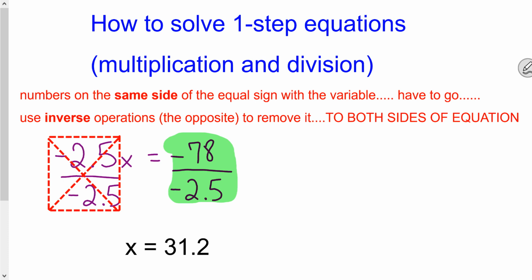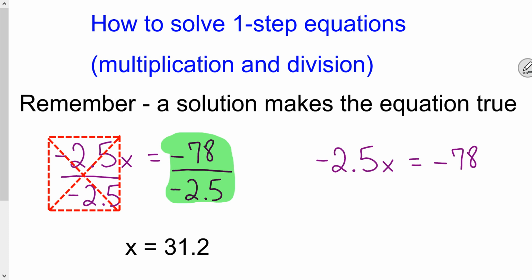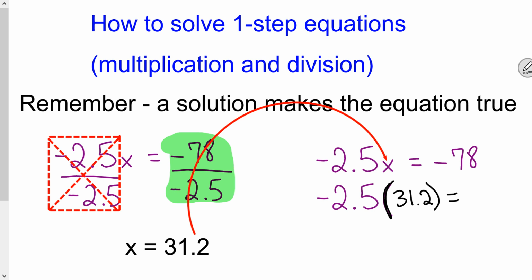So how do you know you got this right? Well, that means that that is the number that makes that equation true. We found the missing number. So if we put our equation off to the side there, we go negative 2.5 times x equals negative 78. How about we pop in 31.2 for that x? So that means negative 2.5 should multiply 31.2. Just grab a calculator, type it in, and see if you get negative 78. We do.